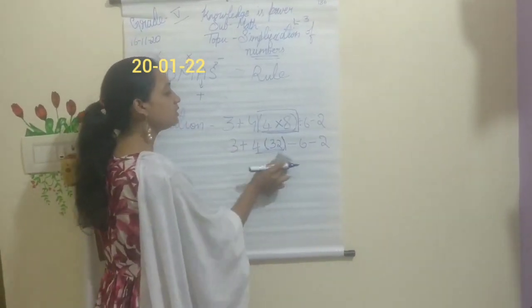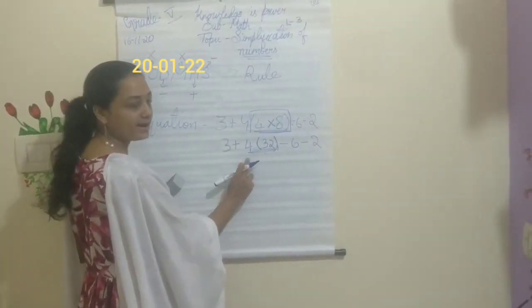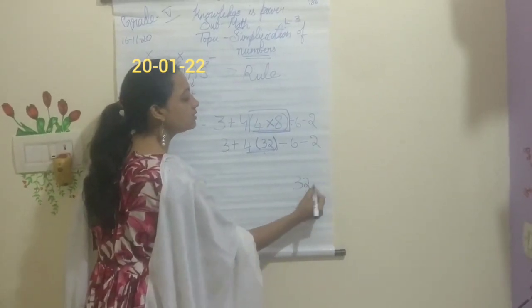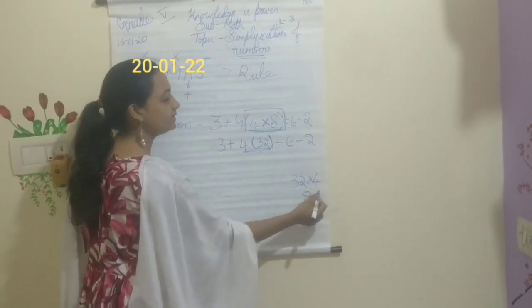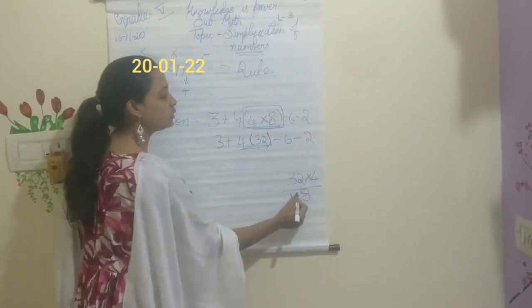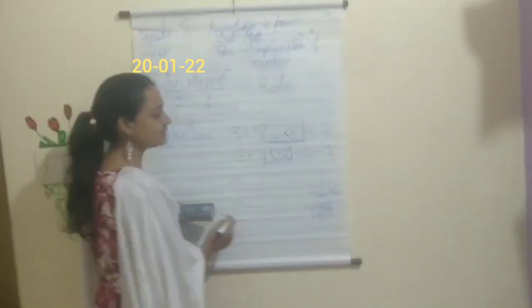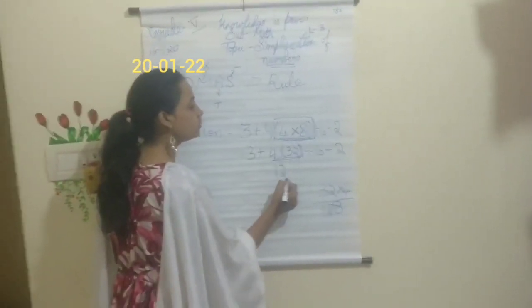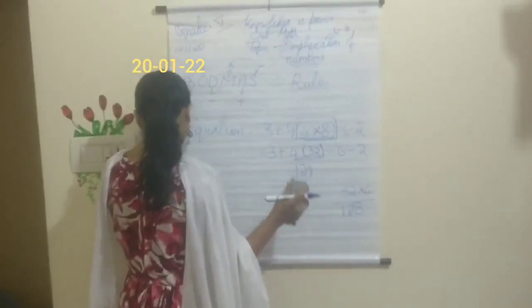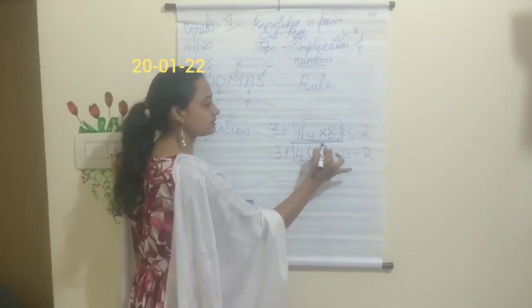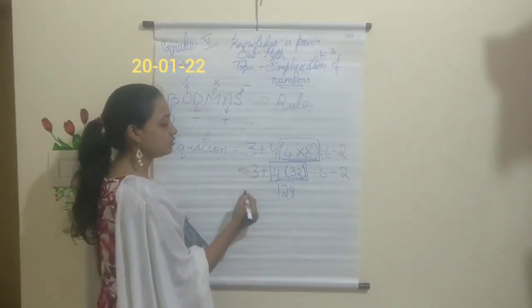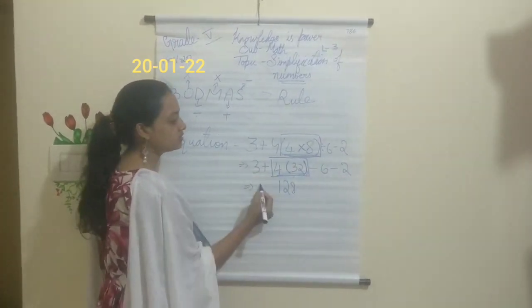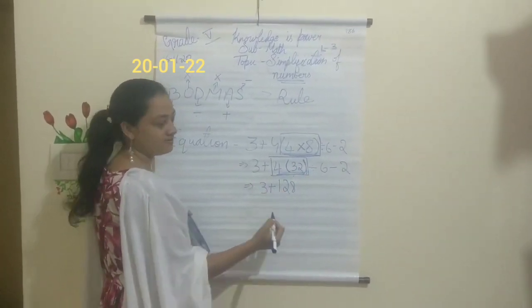So what we should do now? Take 32 and 4 and we should multiply. 4 2s are 8, 4 3s are 12. This is the answer. So I get 1, 2, 8. So I got the answer for this. So I finished the second step. In the next step, I should write all the numbers as it is, whichever is remaining, without simplification.